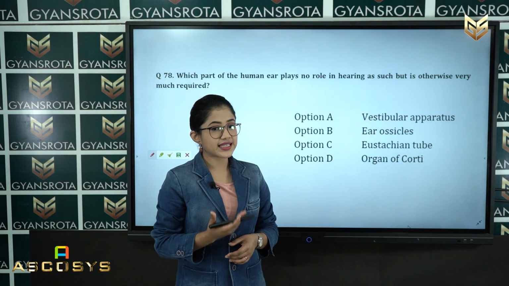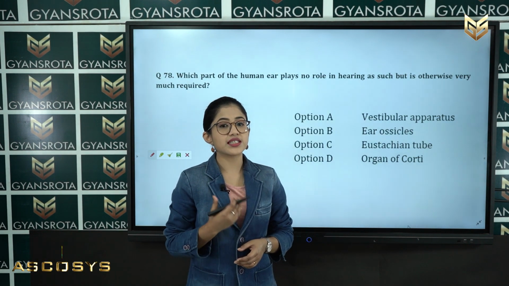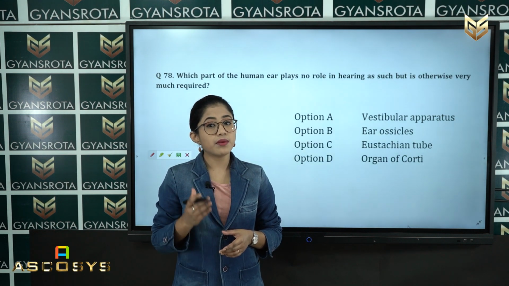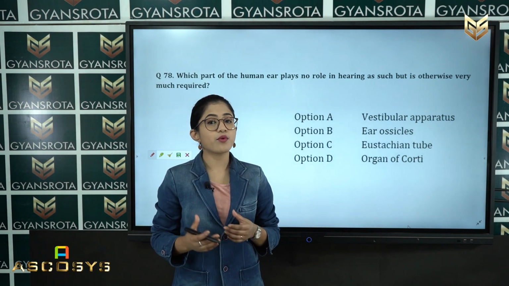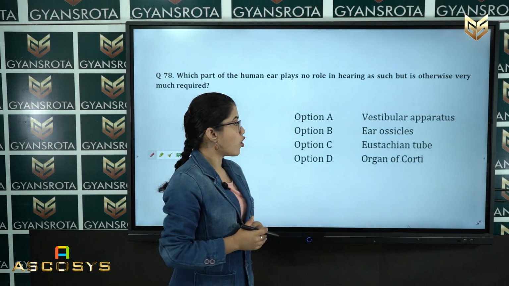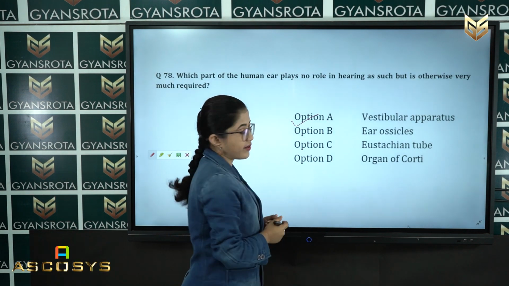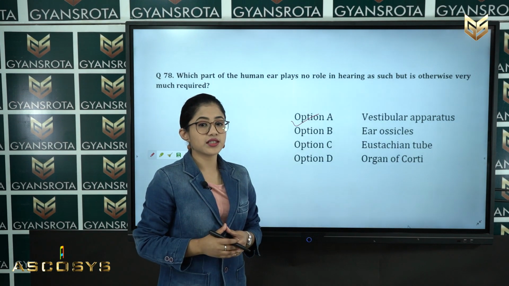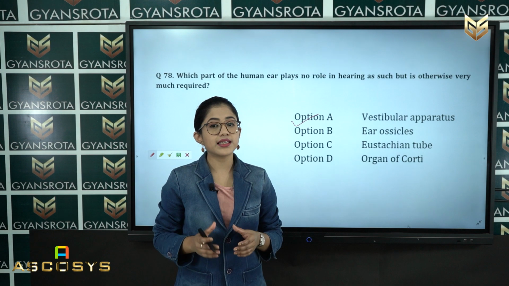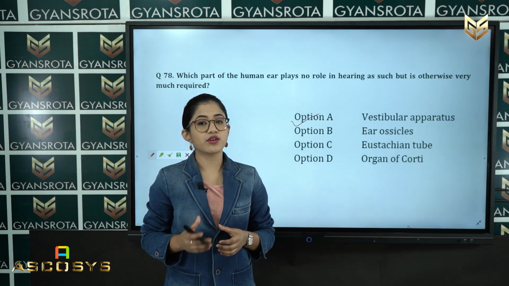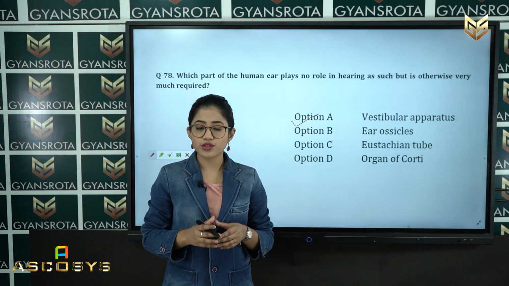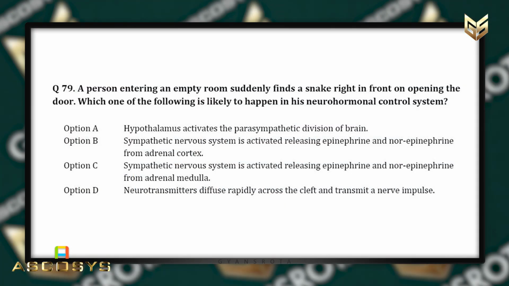Student, what is the correct answer? Here in this question it is written, which part of the human ear plays no role in hearing, but it also plays an important role and it is very much required. That is option number A, vestibular apparatus. Vestibular apparatus does not play any role in hearing, but it helps in maintaining the body posture and balancing of the body. So, this is the correct answer. Now, let us see the next question, that is question number 79.